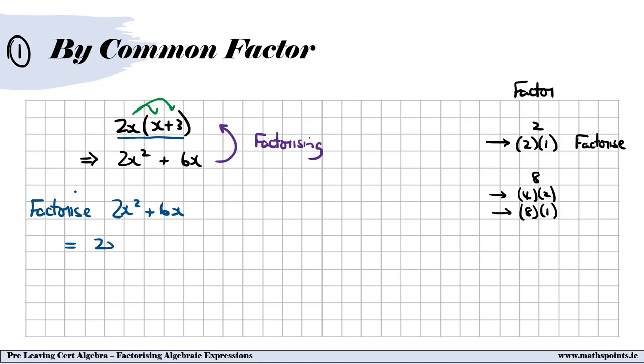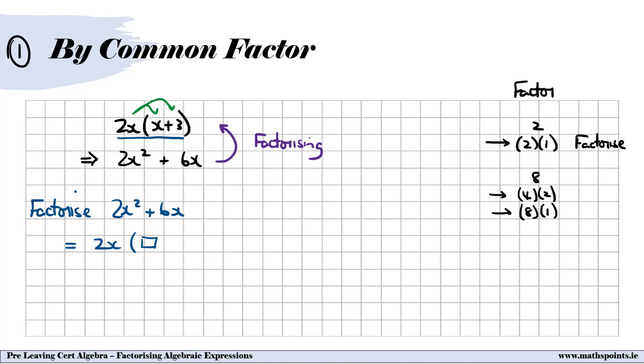So there's an x common to both terms, and so I put that beside the 2. So 2x is a factor of 2x squared. It divides evenly into 2x squared, and it also divides evenly into 6x. I'm going to ask myself the question, how many times does 2x go into 2x squared? If I was to divide 2x into 2x squared, what would we be left with? Because that's going to go in the first part of our bracket.